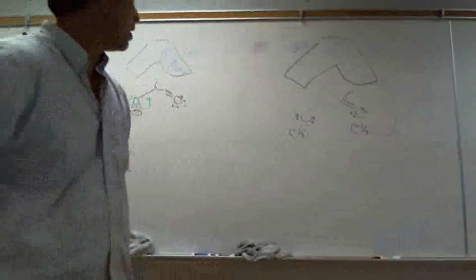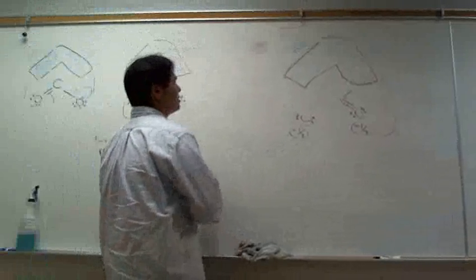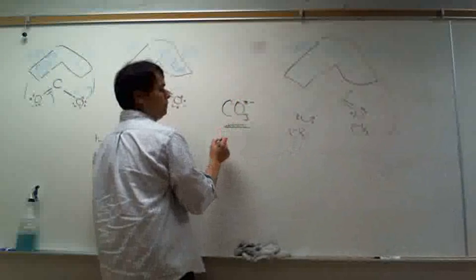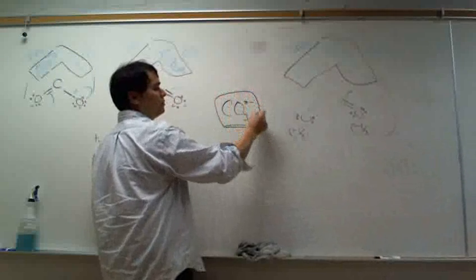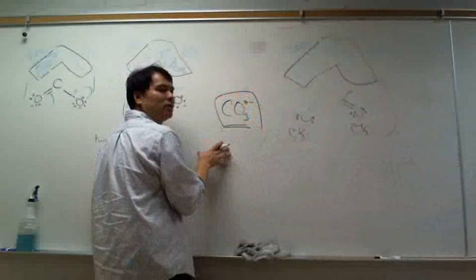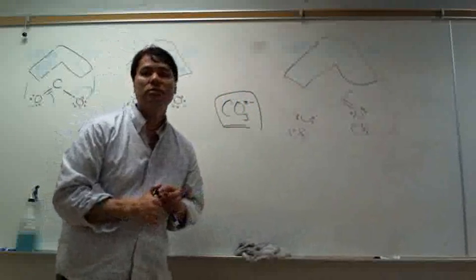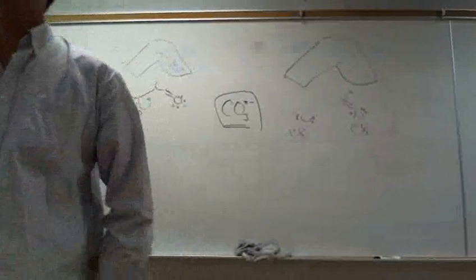And so why don't you try this? Generate all the resonance forms for carbonate, and based on the resonance forms, draw the resonance hybrid. Do the same thing for carbonate that we just did for bicarbonate.